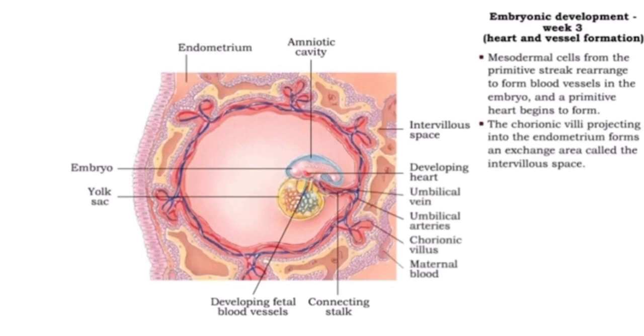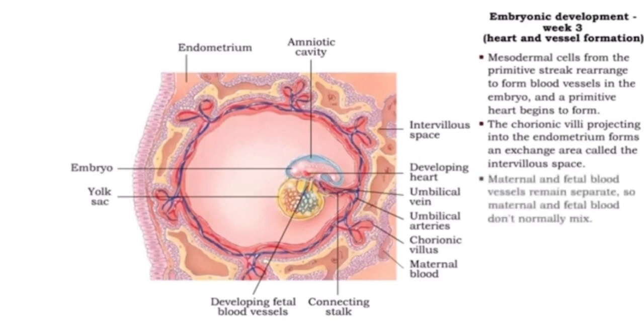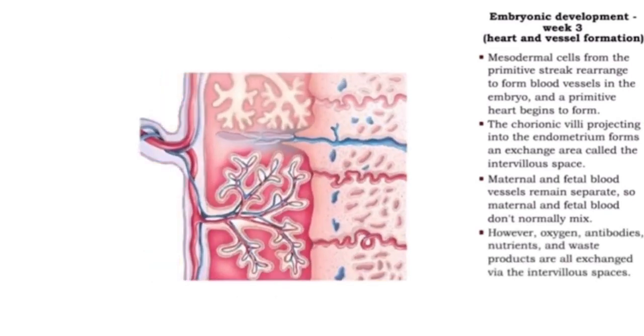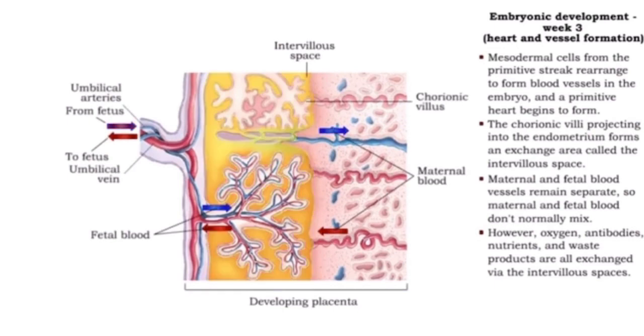Continued development of the chorion results in the formation of the chorionic villi, projecting into the endometrium to form an exchange area called the intervillous space. The maternal blood vessels and fetal blood vessels remain separate, so maternal and fetal blood do not normally mix. However, oxygen, antibodies, nutrients, and waste products are all exchanged via the intervillous spaces.